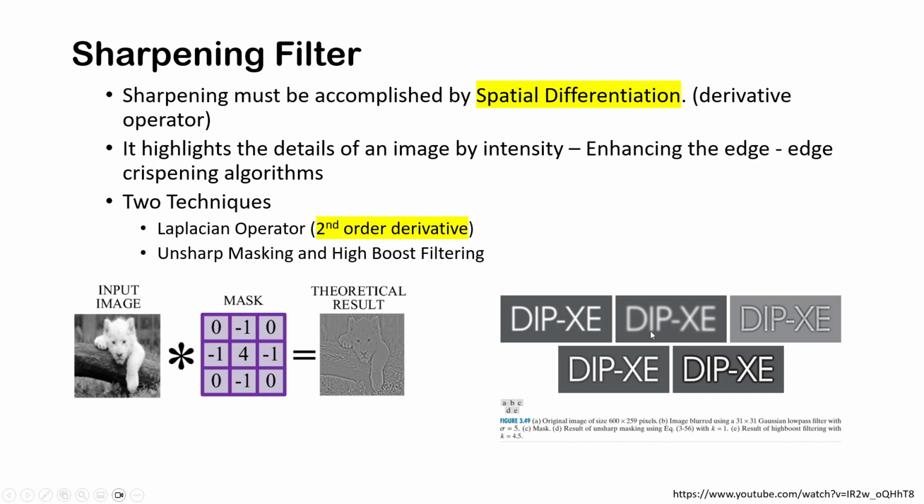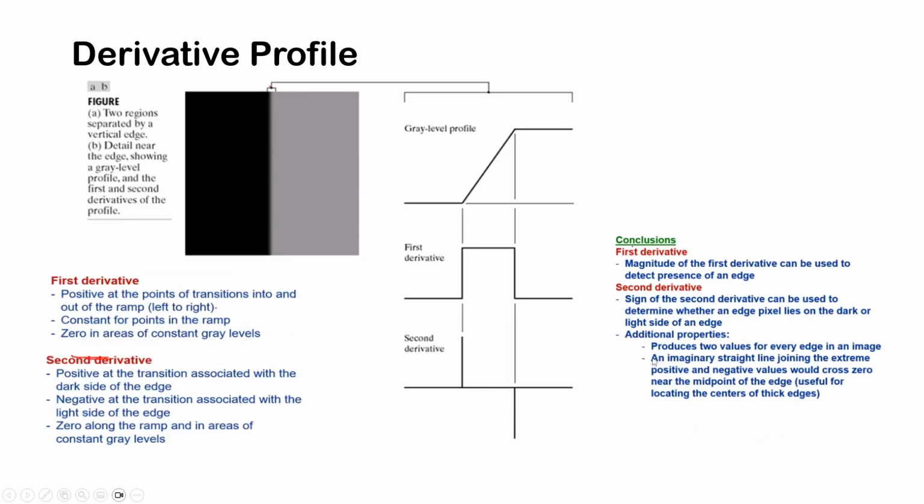So you can see, for example, this is the smoothing. This is an image blurred by a Gaussian. This is the mask, and this is the result of unsharp masking. So this is all the results for the sharpening. Alright, so we go back to this theory again.